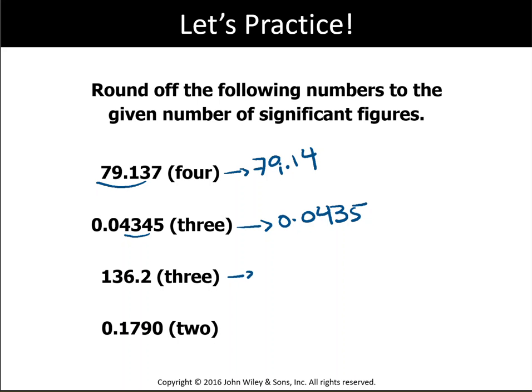Next one, to 3 significant figures, meaning that I'm just going to keep 1, 3, and 6. The digit that comes right after 6 is 2. It's less than 5, so no change is needed. This other example, round this to 2 significant figures. We're going to keep 1 and 7. Now, since the digit that comes right after 7 is 9, we need to round one digit up, so it's going to be 0.18.